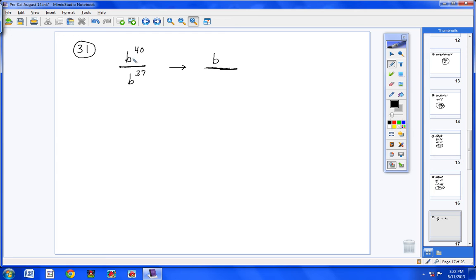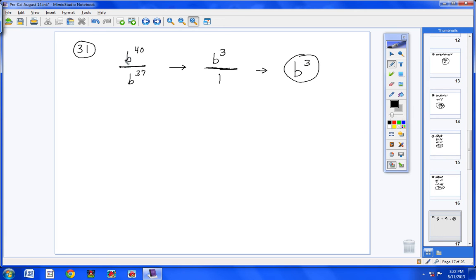You write it one time, just like this, and then you subtract. You always take the top number minus the bottom number. So 40 minus 37, all right? Now when you do that, obviously 40 minus 37 is 3. There's nothing left in the denominator, so we just put a 1, and of course anything over 1 is just itself. So there's the answer, not too bad.